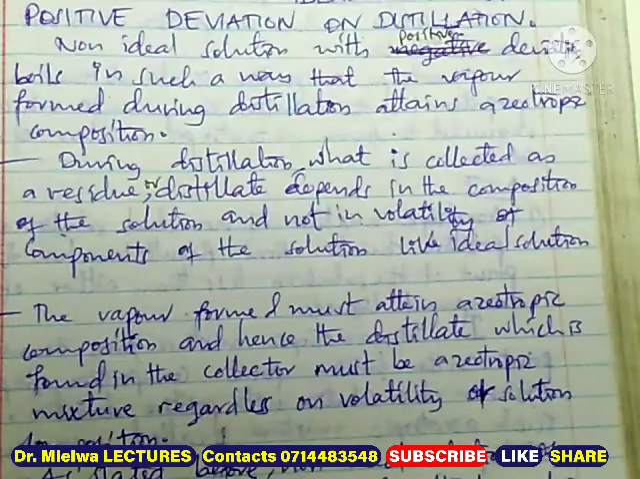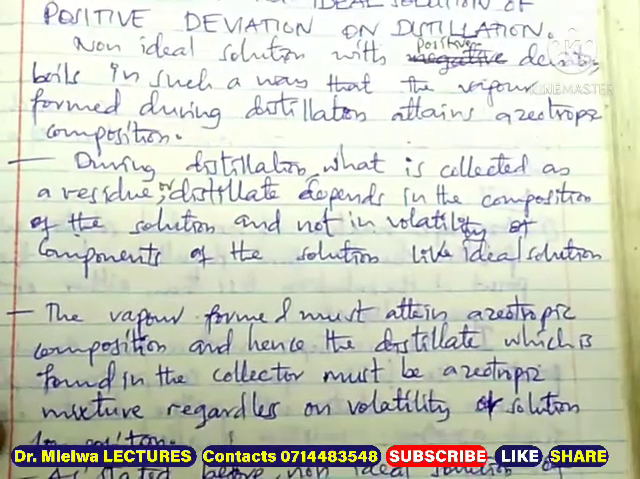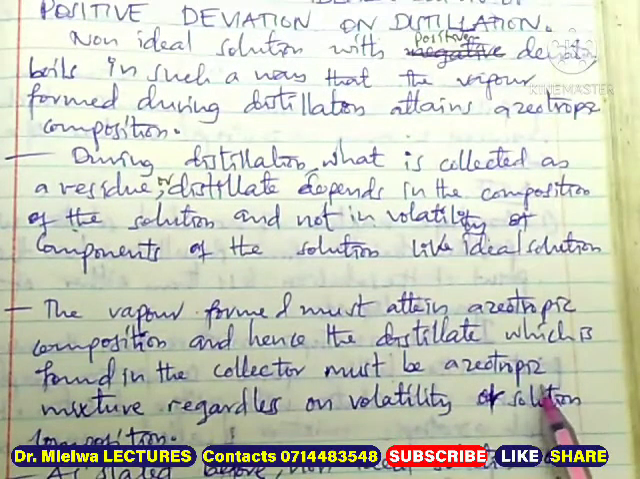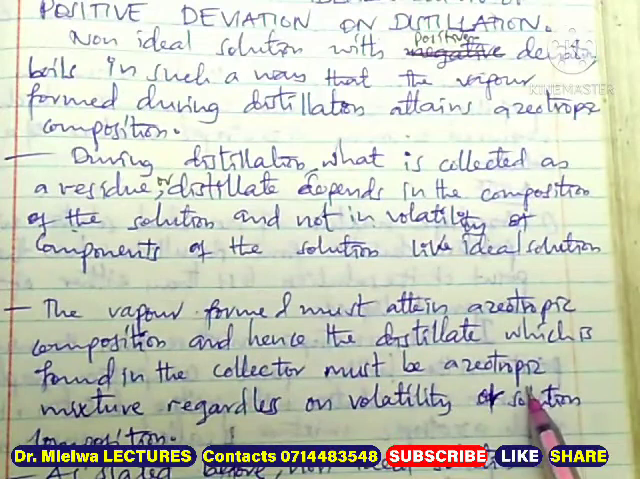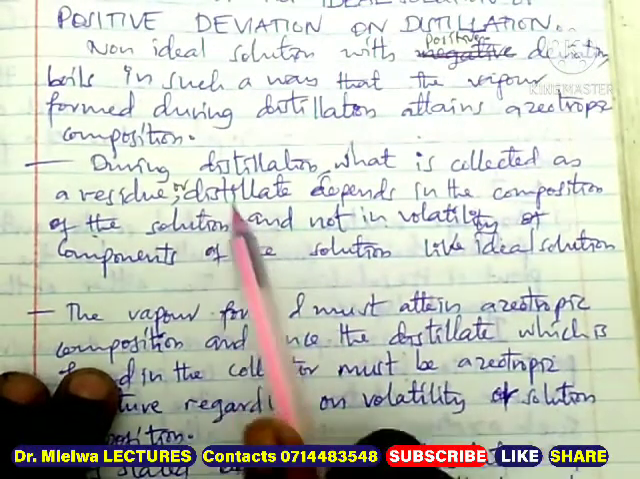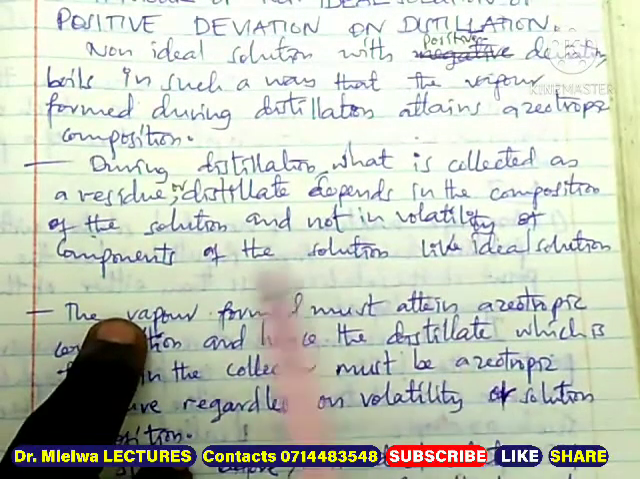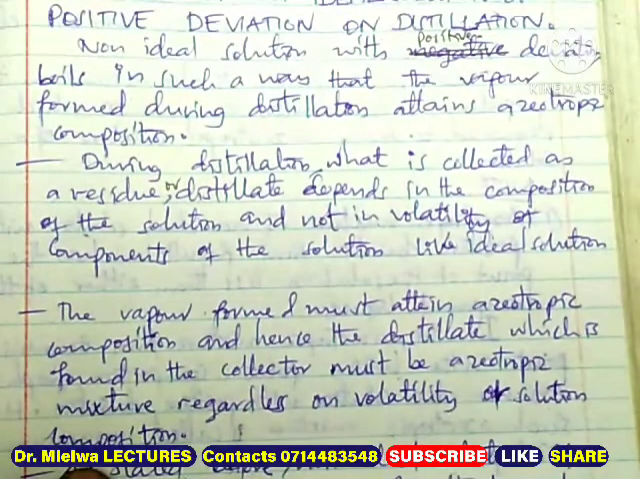But in the non-ideal solution, the story changes, because which one will be the distillate and which one will be the residue does not depend on the volatility again, but depends on the composition of the solution which we are distilling. What is the composition of the solution at which we start distillation? So during distillation, what is collected as residue or distillate depends on the composition of the solution and not on the volatility of the components of the solution like an ideal solution. We'll explain this in detail in this session and you will understand what we're talking about.